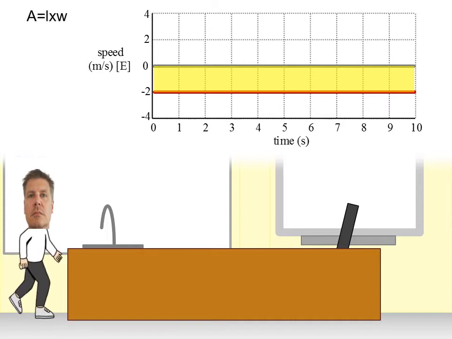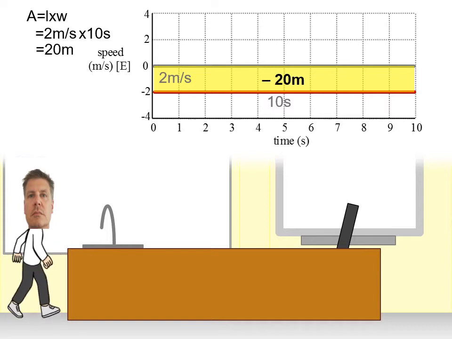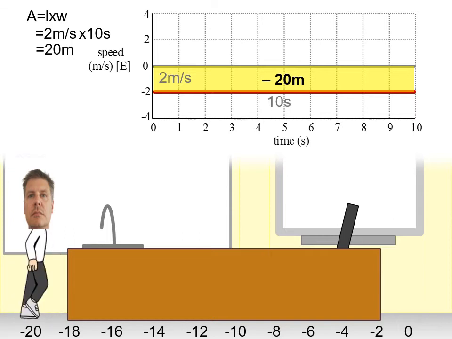And the area of a rectangle we said is length times width. And again, the height of this rectangle is 2 meters per second, and the length of it is 10 seconds. So 2 multiplied by 10 gives me 20 meters. But notice I wrote it in as minus 20 meters because the shape is below 0. Any shape that is below 0 will have a negative value. And if I take a look at how much ground was covered, well, if I started at 0, that would now put me at minus 20 meters.